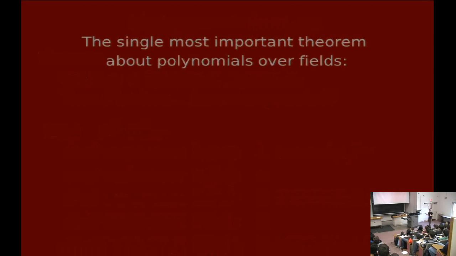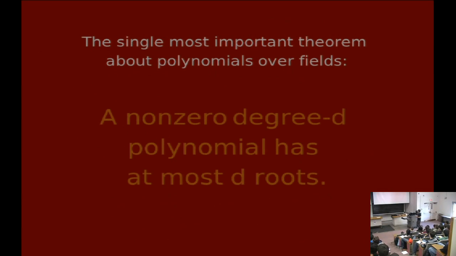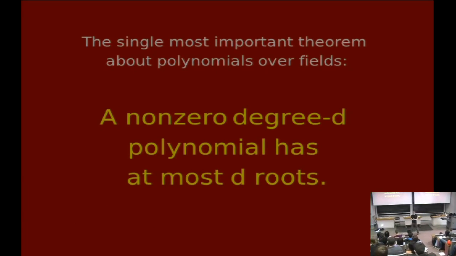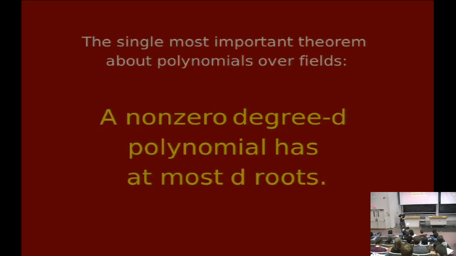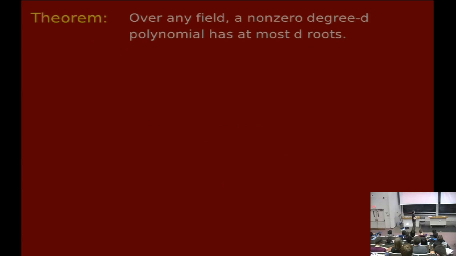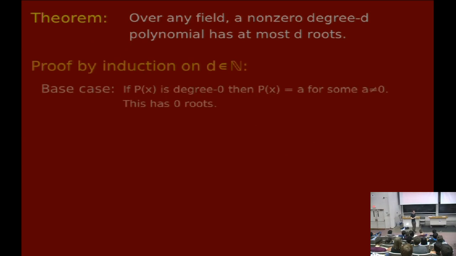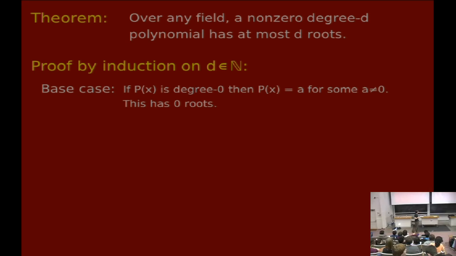So in fact, here it is, the single most important theorem you will ever need to know about polynomials. If you have a polynomial of degree d, it has at most d roots. That's the theorem. It's such an important theorem, we shall prove this theorem. We'll prove it, as always, by induction on d. The base case is that p is a degree 0 polynomial. Well, a degree 0 polynomial is just a constant, p of x equals a, and since it's non-zero, that constant is not 0. So no matter what you plug in for x, you just get a, which is non-zero. So indeed, this has 0 roots.